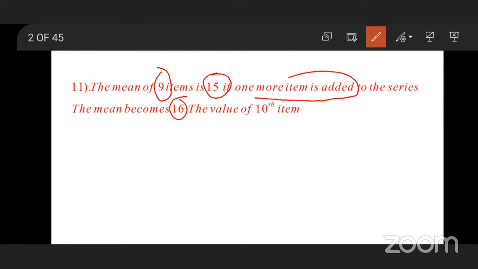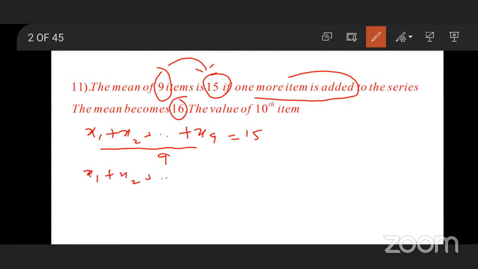First of all, you have to find the sum of the 9 items. What does the mean of 9 items mean? X1 plus X2 plus so on up to X9, divided by 9, is equal to 15, which is given. Mean means sum of observations divided by number of observations. This problem is a previous MCET question. So the sum of 9 items by 9 is equal to 15. Indirectly, we get X1 plus X2 plus so on up to X9 is equal to 15 into 9, which is 135.